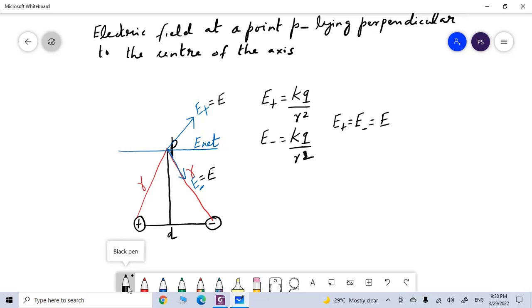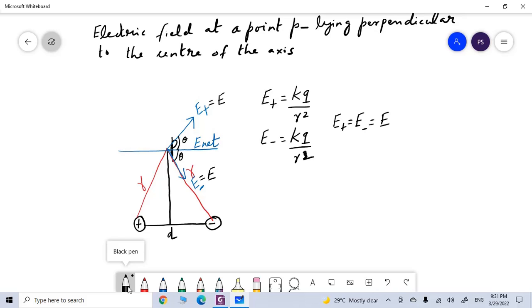Now we need to calculate the net electric field. So how do we calculate the net electric field? A very simple way of calculating the net electric field would be to resolve this in terms of horizontal as well as vertical components. These two angles are theta.